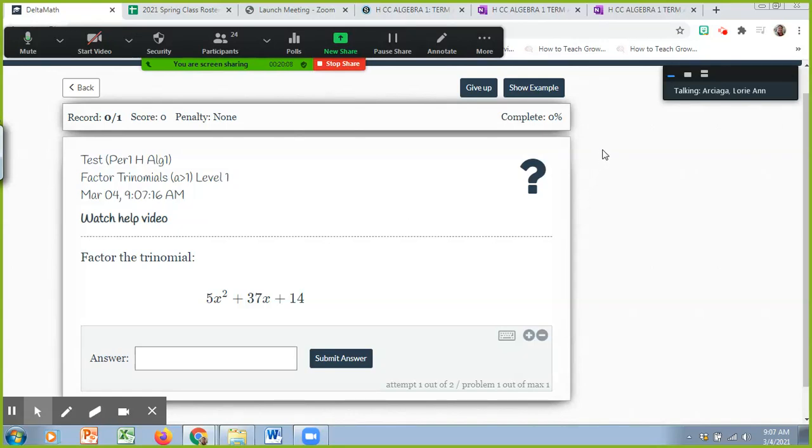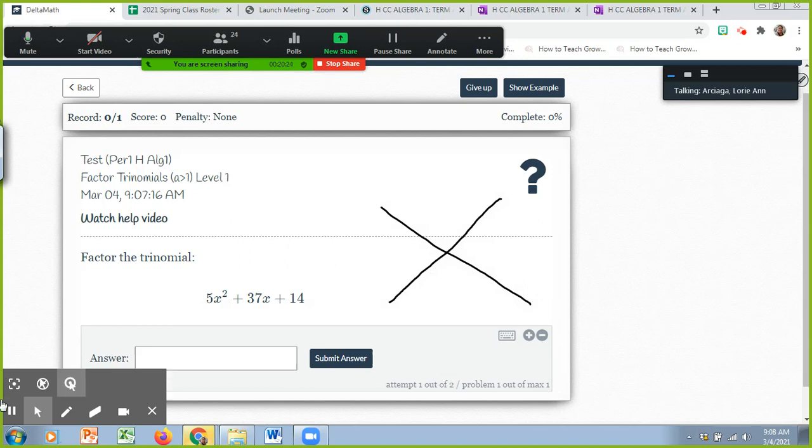All right. So for our first example, we have 5x squared plus 37x plus 14. So let's try to do the x method for that one. Yeah? So what do I put on top? Can you guys help me up in the chat pod? 70. Great. Okay. So 5 times 14 is 70, right? So I'm just going to break them apart like this.